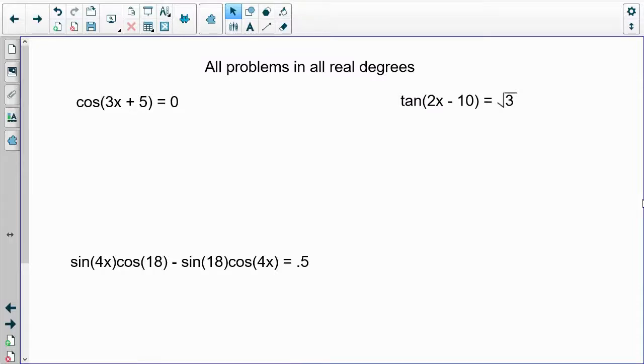This is an optional video helping people that are struggling with problems where we have a change in period. So we're going to do 3 in degrees and then 3 in radians real fast. Cosine of 3x plus 5 equals 0.